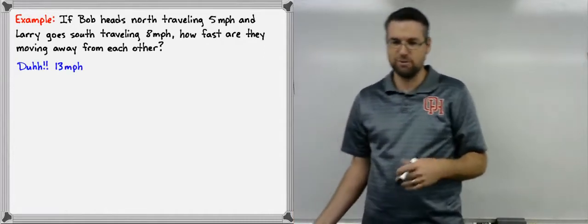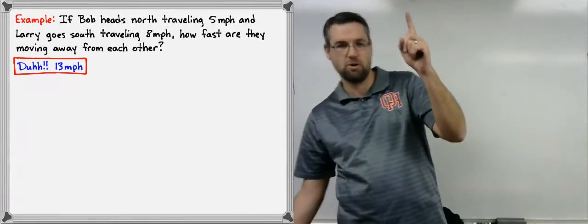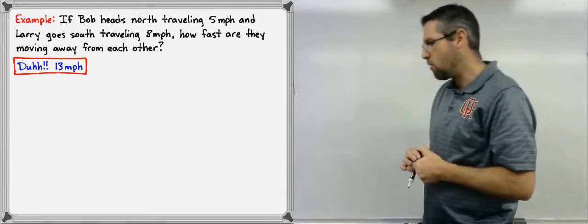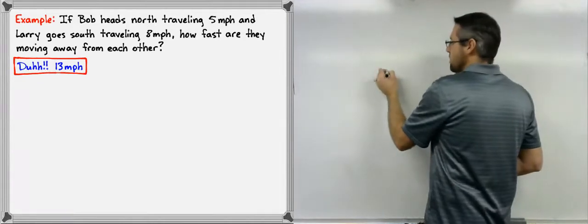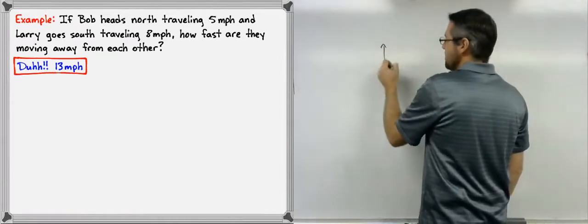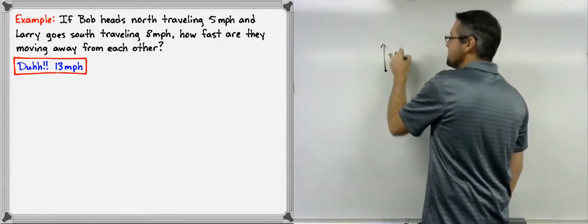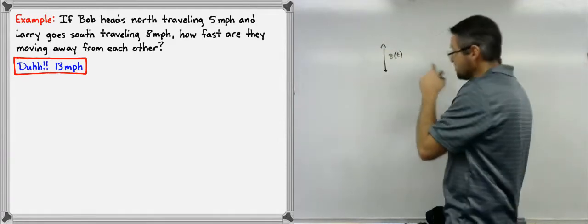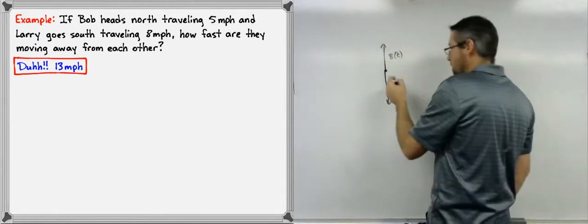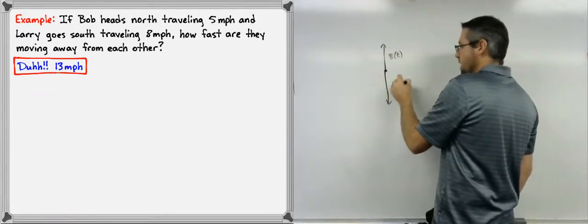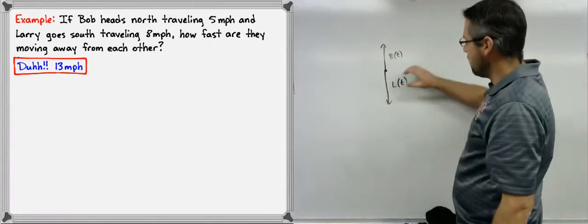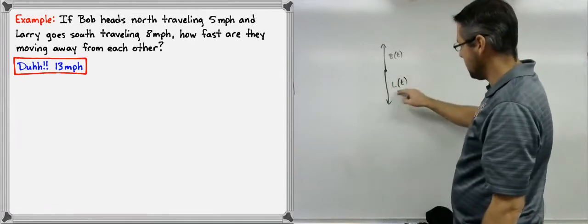And you might say, well, that's obvious. Duh, it's 13 miles per hour. If this guy's going 5 miles per hour north and this guy's going 8 miles per hour south, they're moving away from each other at a rate of 13 miles per hour. But why is that? Well, if they're starting at the same place and Bob is heading that way, we're going to say that the distance that he travels, we'll call B of t, right? The distance that he travels is related to how much time has gone by. And then who's the other guy? Larry goes down south at a rate of 8 miles per hour. So L represents the distance that Larry has traveled.